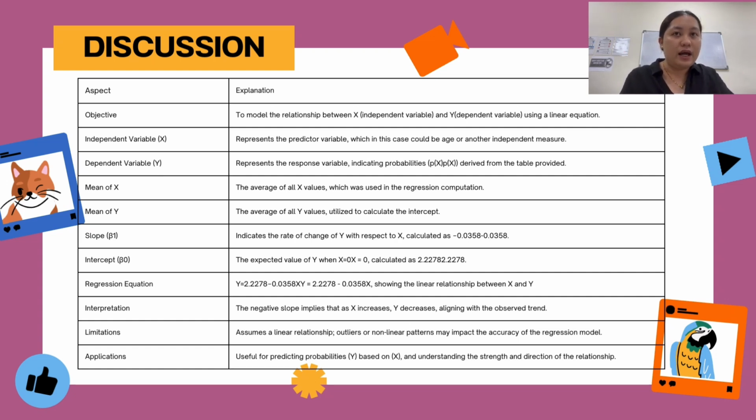The linear regression analysis models the relationship between x, which is the independent variable, and y, the dependent variable, using the equation y equals 2.2278 minus 0.0358x. The negative slope, which is negative 0.0358, indicates a decreasing trend in y as x increases. This suggests an inverse relationship between the two variables. The model assumes linearity and is useful for predicting y based on x, though it may be impacted by outliers or nonlinear patterns.